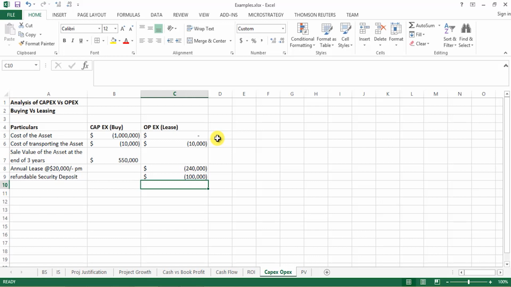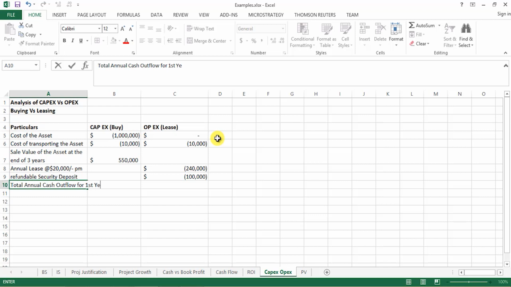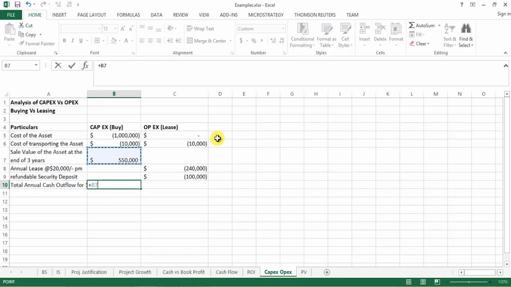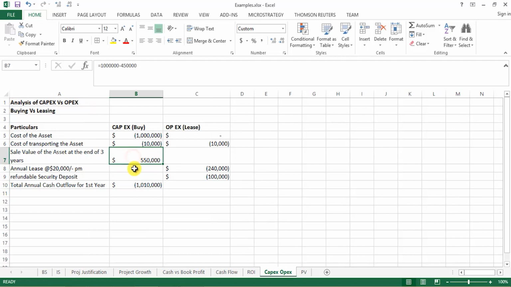So looking at the scenario over here, if we take the first year's total annual cash outflow, for the first year we're going to have the cost of the asset to be incurred if we buy the asset and the cost of transporting the asset. We don't consider the sale value as of now because that's going to be realized at the end of the third year, and we're just considering the factors for the end of the first year. Okay, that's why we have ignored this figure for the time being.